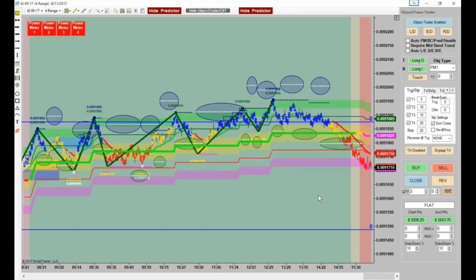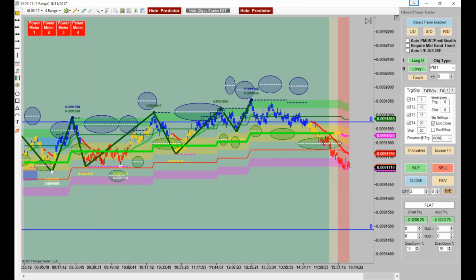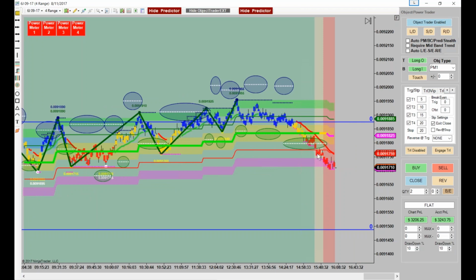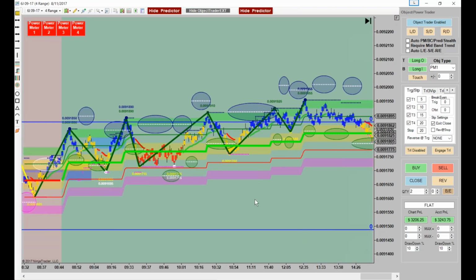Okay? Anybody have any questions before we wrap? Predictors are awesome. They really are. And you'll find usually that when they break a predictor, they'll usually head the other direction too. Now, this is at the close of the market on Friday, so, you know. But yeah, these predictors are really, really good.